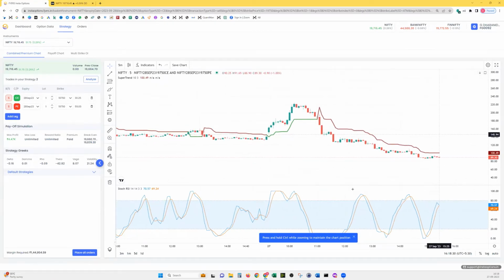On top of which, you can add some different indicators and make sure that once it touches the 100 premium, or 100 points on the RSI, then you can close the trade, or whenever it closes above the Supertrend, you can close the trade. Like that you can plan your trades.